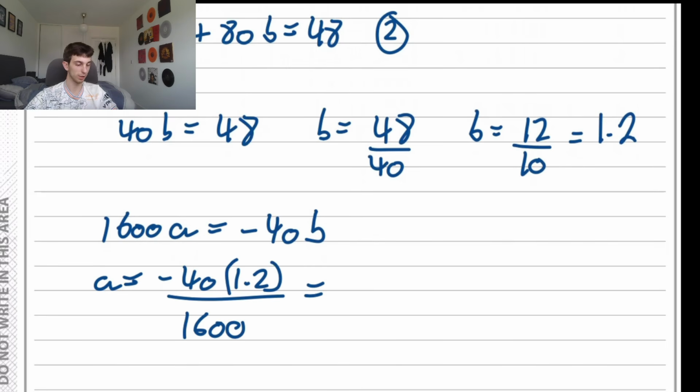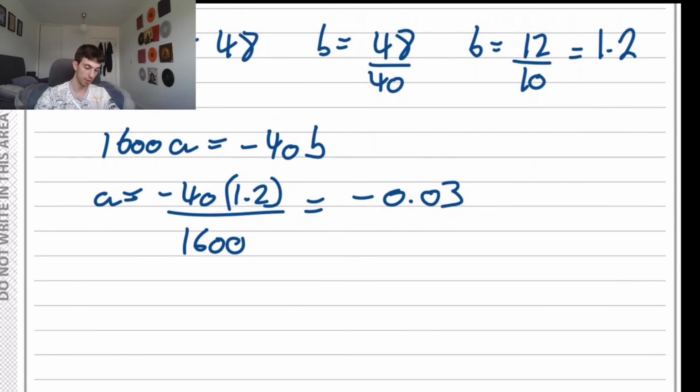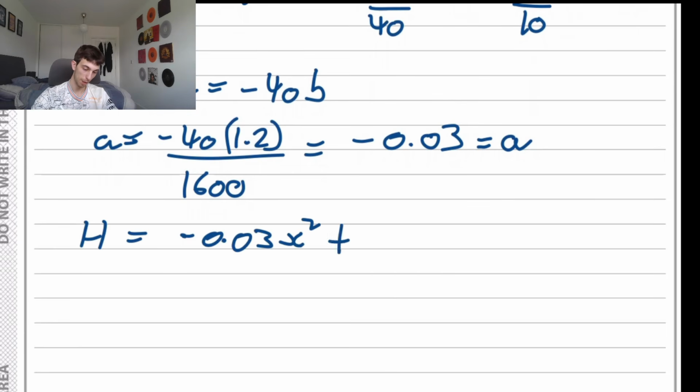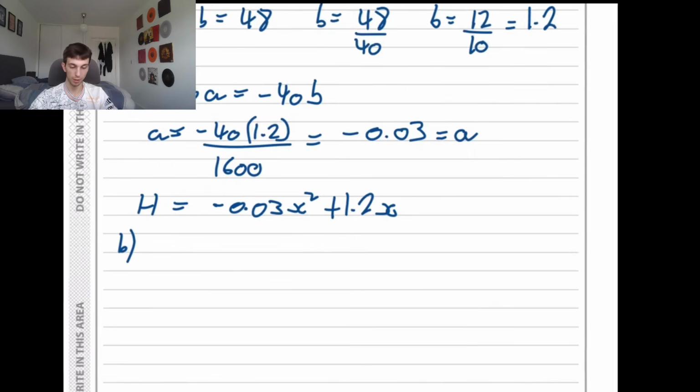Plug that into your calculator. So minus 40 times 1.2, give me a second, sorry guys, divided by 1,600 is minus 0.03. So a is minus 0.03 and b is 1.2. So our quadratic equation will be h equals minus 0.03x squared plus 1.2x. Great. So now moving on to part B.